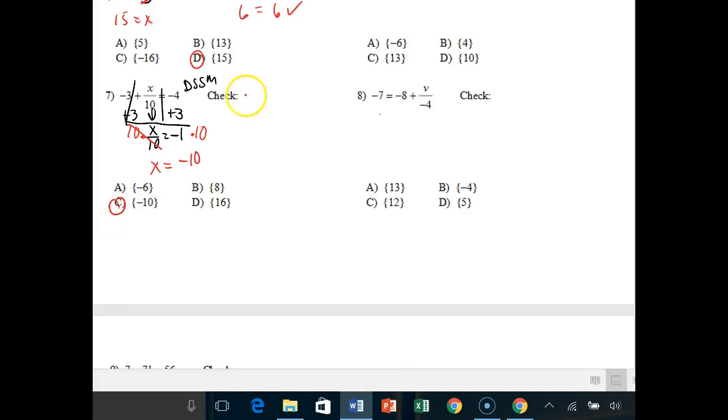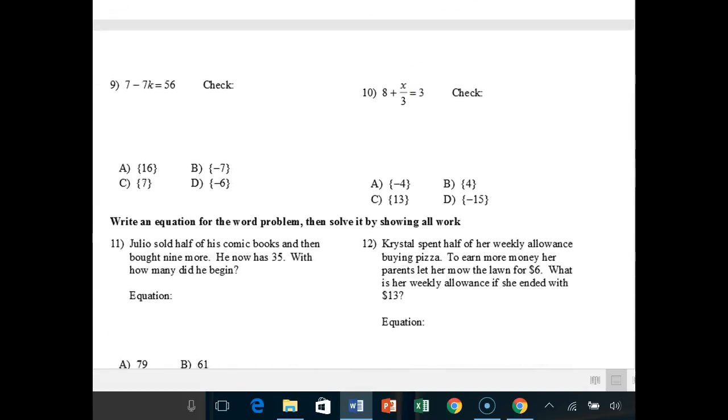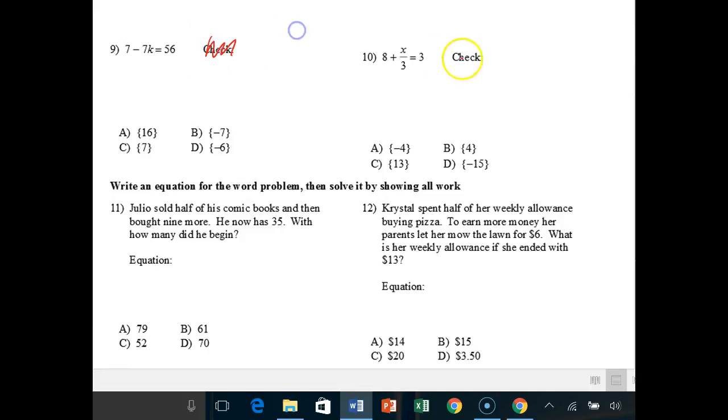So check it by saying negative 3 plus, not x over 10, but negative 10 over 10. Is that equal to negative 4? Well, negative 3 plus this is negative 1. Is that equal to negative 4? Yes, indeed. Negative 3 plus negative 1 equals negative 4. Okay, so make sure, again, you're checking on the front. On the back, you can skip the check for 9 and 10.